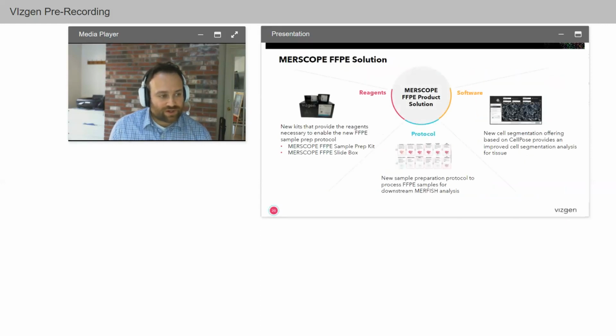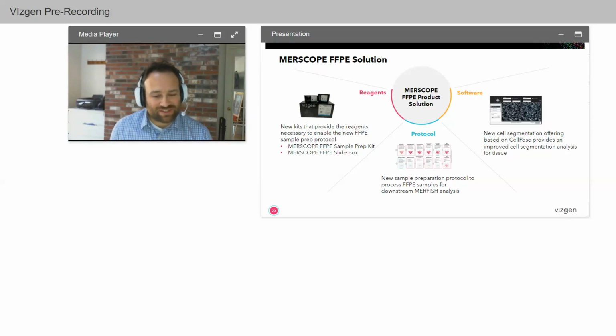So in order for us to open this tissue up for spatial analysis, we developed the MERSCOPE FFPE product solution. And this solution is composed of 3 major pieces and components. The first is reagents. We have new kits that provide reagents necessary to enable our new FFPE sample prep protocol. This includes our FFPE sample prep kit and our FFPE slide box.